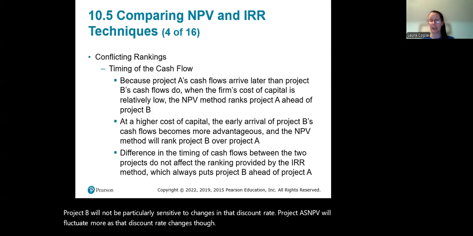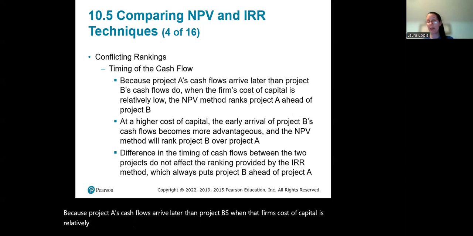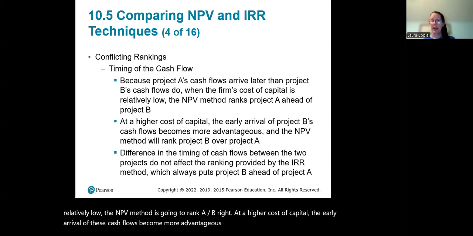Because project A's cash flows arrive later than project B's, when the firm's cost of capital is relatively low, the NPV method is going to rank A over B, right? At a higher cost of capital, the early arrival of B's cash flows becomes more advantageous for our firm, and the NPV method is going to rank B over A.